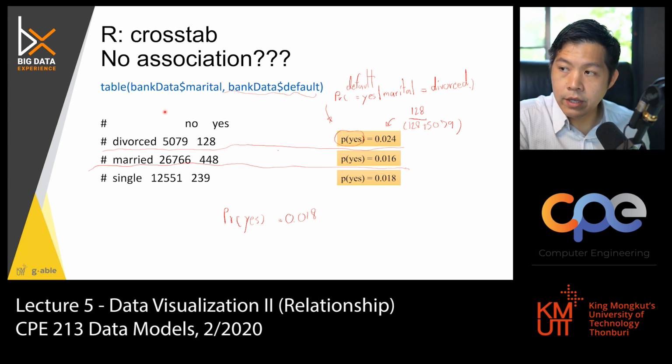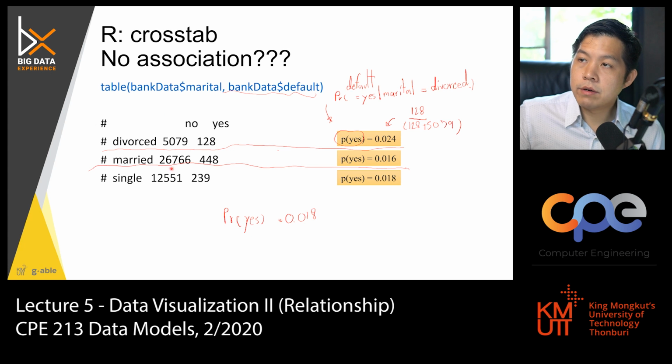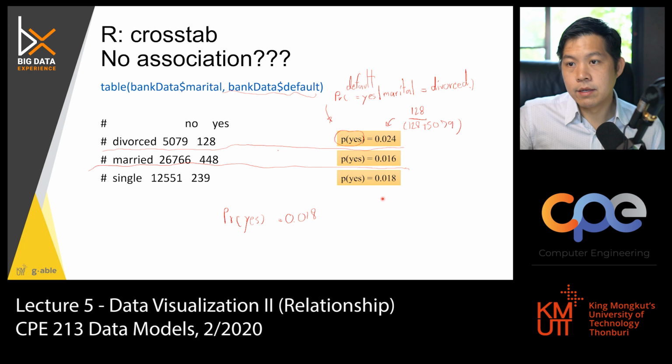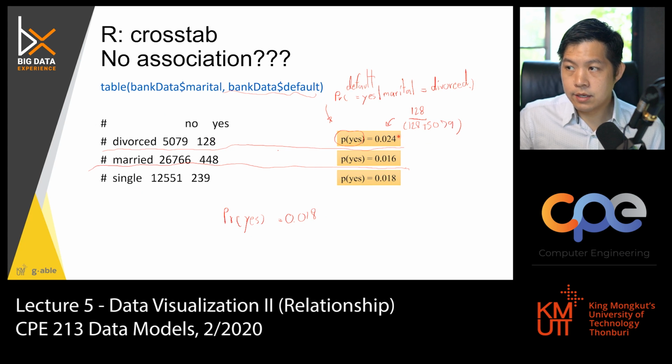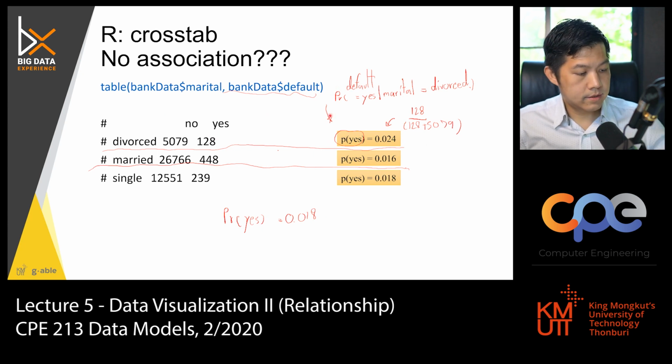Now, when we look at this, you can see the values of the conditional probability compared to the value of yes here. For divorce it is a little bit more, 0.024, and for married it is about the same. For single, it is also about the same. But if you have the divorce status, then you have a higher chance of having default status.